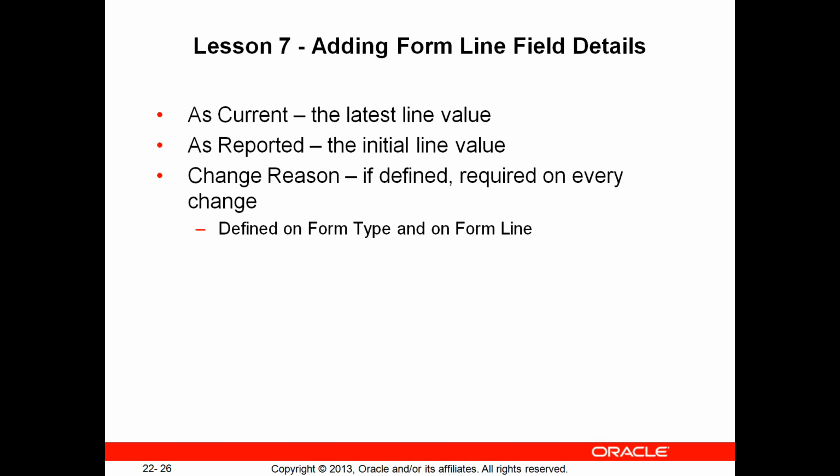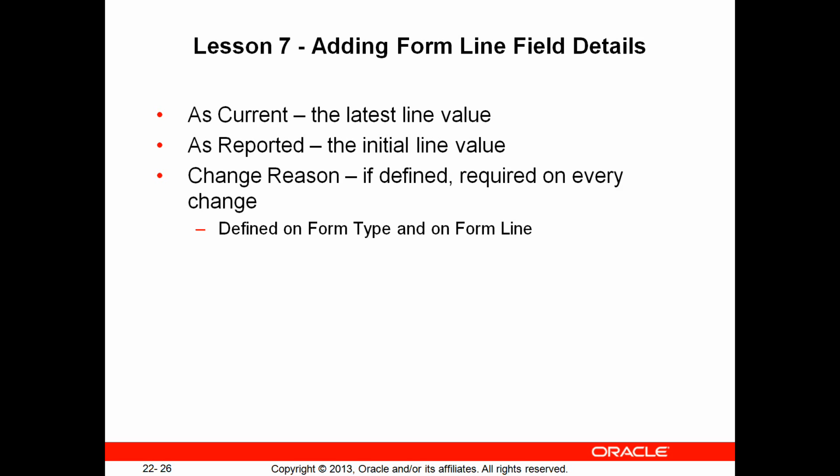What have we learned in this lesson? We've looked at the different fields, the detailed fields on a form line, and we added them into our tax detail section. As current should be understood as the latest value, and as reported means the initial value. And change reason, if it is defined, is not just optional, it's required. On every change you make for that particular line, you have to add a change reason. If you don't, you won't be able to save the data, and the form will come up with an error and expect you to fill in the change reason first.